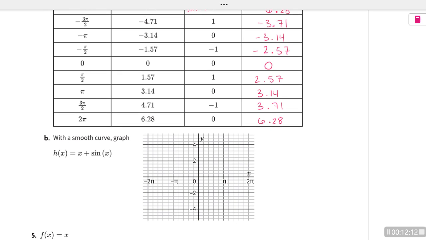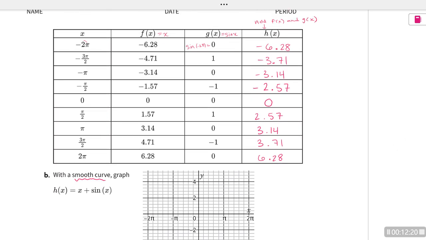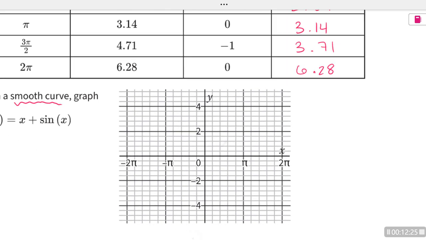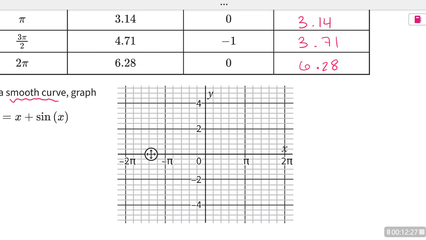Okay. Now it says with a smooth curve. So we're going to connect everything. Graph these functions. So we have a bunch of ordered pairs, right? We have negative 2 pi, negative 6.28. So here's negative 2 pi. Looks like 6 is probably, so 1, 2, 3, 4, 5. It's going to be off our graph a little bit. There we go. I'll label it negative 2 pi, negative 6.28.